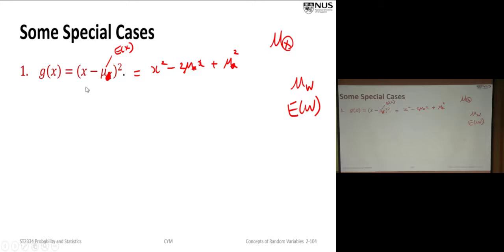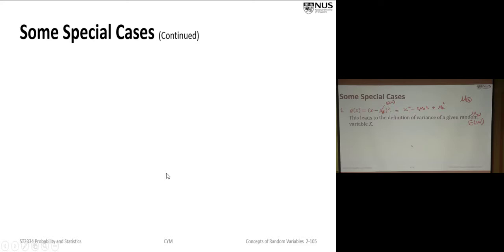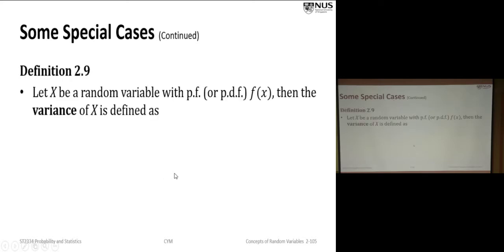All right, so in the special case of x minus mu squared, this leads to something called the variance. All right, this is the variance, defined as the expectation of the square of the difference x minus mu x. Sometimes we denote it by sigma squared.